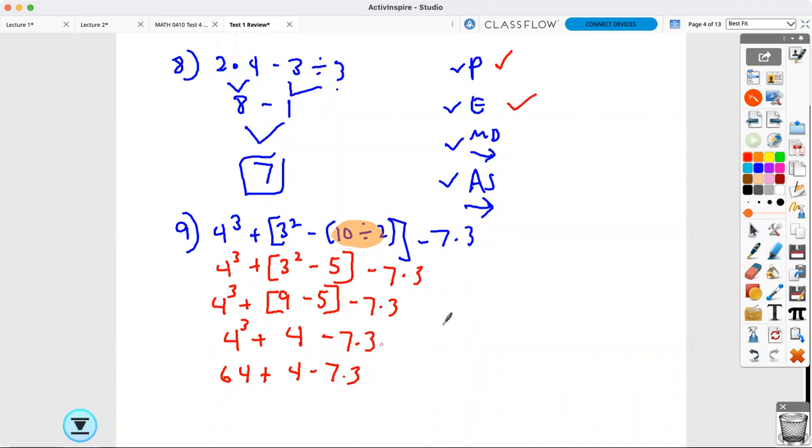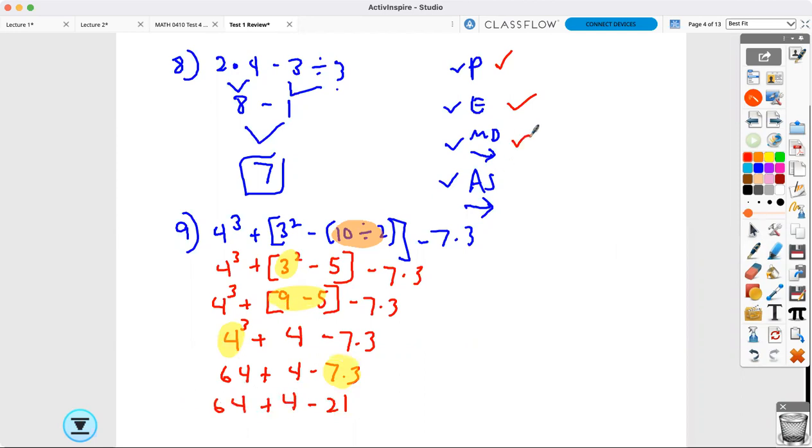Now we multiply, divide from left to right. I'm going to highlight each step that we did. So here we did this one, then we did this one, and then we did this one. Now we're going to do this step now, 7 times 3, which is what? 21. Good. Bring down everything else.